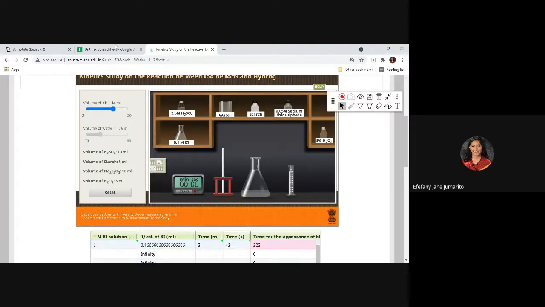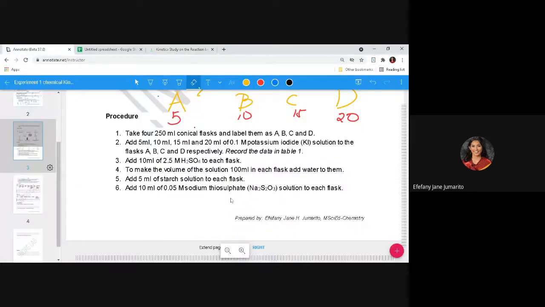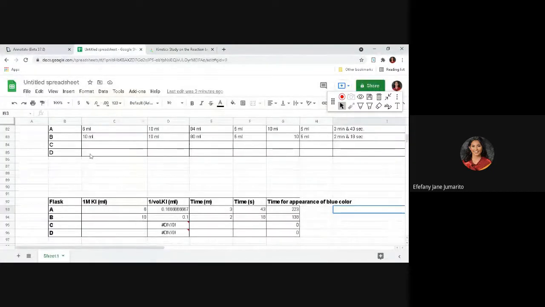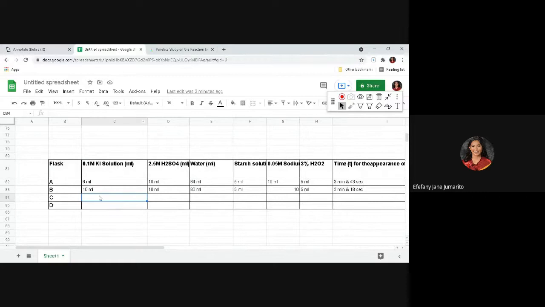Okay, after that one, class, procedure 4. We have here in flask C, how many ml of KI? 14, ma'am. Then potassium sulfuric acid, 10 ml. Then water. How much water to add to make it 100 ml?